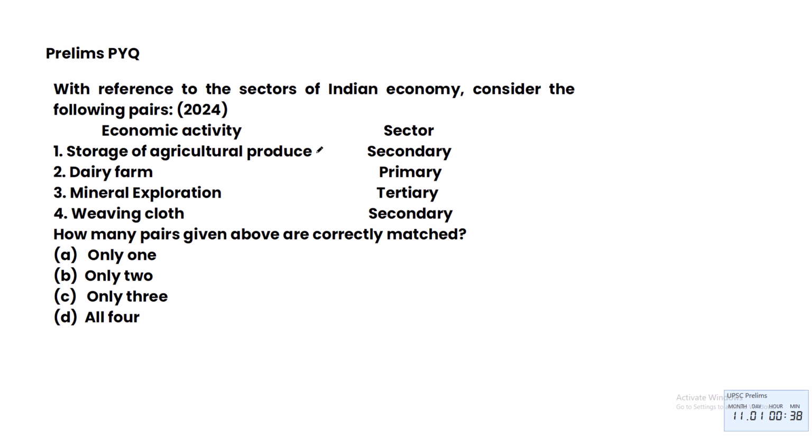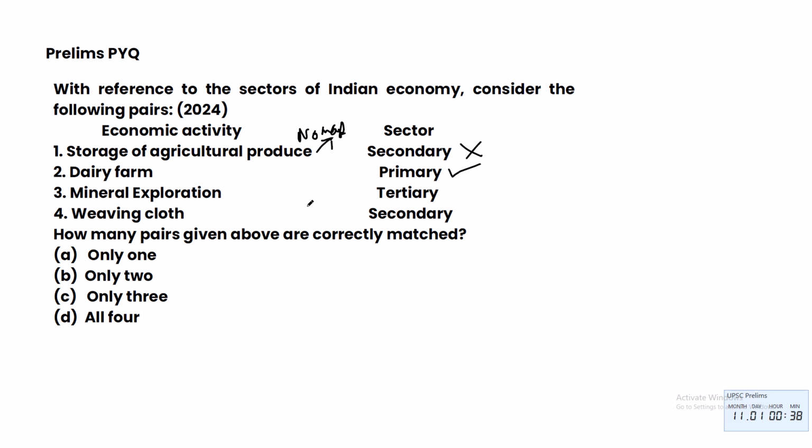Storage of agricultural produce. See, first one is storage. It is a facility or a service which requires movement and preservation of goods. It doesn't involve manufacturing, no manufacturing here. So it falls under the tertiary sector. Here, the first point is wrong. Next one is dairy farm. It involves directly using natural resources, which are animals, to produce milk. So it belongs to the primary sector.